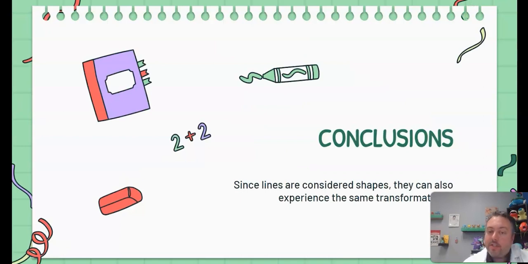Now, here's the connection to algebra. Look at graphs. Graphs are lines and are considered shapes. And because they are considered shapes, they can experience transformations as well. Typically in an Algebra 1 class, you are going to do transformations that include horizontal or vertical shifts or translations, moving left to right on the graph or up and down on the graph.